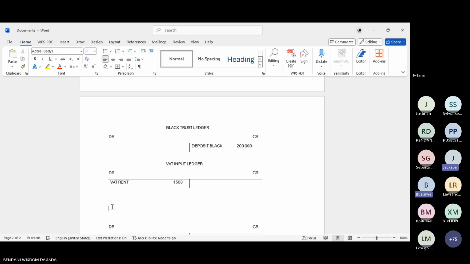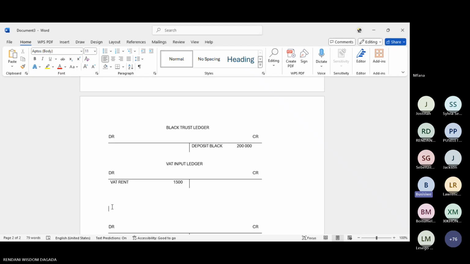On that VAT input ledger, isn't the 1,500 supposed to be on the credit side, because now you claim money back? No, VAT input is always on the debit side. VAT output is the one that is always credit. There are two different VATs: VAT output and VAT input. Input is always on the debit side. VAT output, the one that you get for fees, is always on the credit side. Oh, okay, thank you.